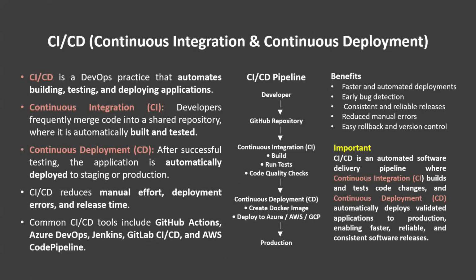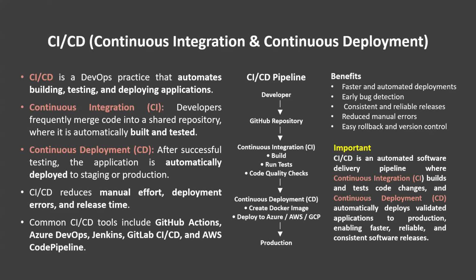CI stands for continuous integration and CD stands for continuous deployment. CI/CD is a DevOps practice that automates building, testing, and deploying applications. In continuous integration, developers frequently merge code into a shared repository where it is automatically built and tested. In continuous deployment, after successful testing, the application is automatically deployed to staging or production. This is a very important thing.